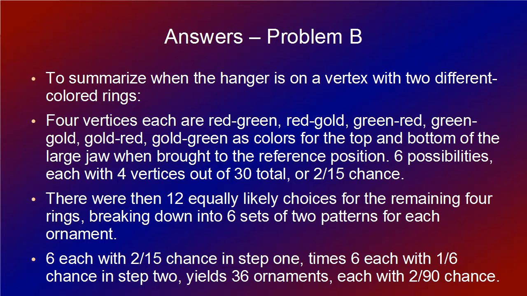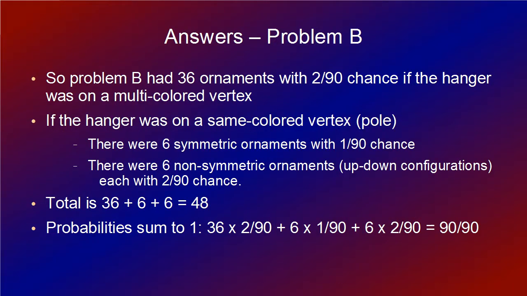Then there were 12 equally likely choices for the remaining 4 rings, which we broke down into 6 sets of 2 patterns for each ornament. 6 each with 2/15 chance in step 1, times 6 each with 1/6 chance in step 2, yields 36 ornaments, each with 2 chances out of 90. Now taking results for all cases together, problem B had 36 ornaments with 2/90ths of a chance if the hanger was on a multicolored vertex.